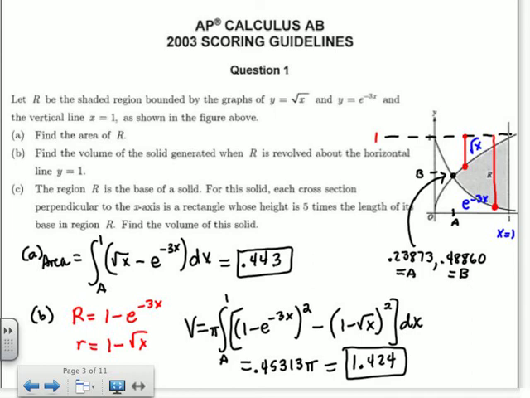All right, now part C. Part C says the region R is the base of a solid. For each solid, each cross-section perpendicular to the x-axis is a rectangle whose height is 5 times the length of its base in region R. Find the volume of the solid.